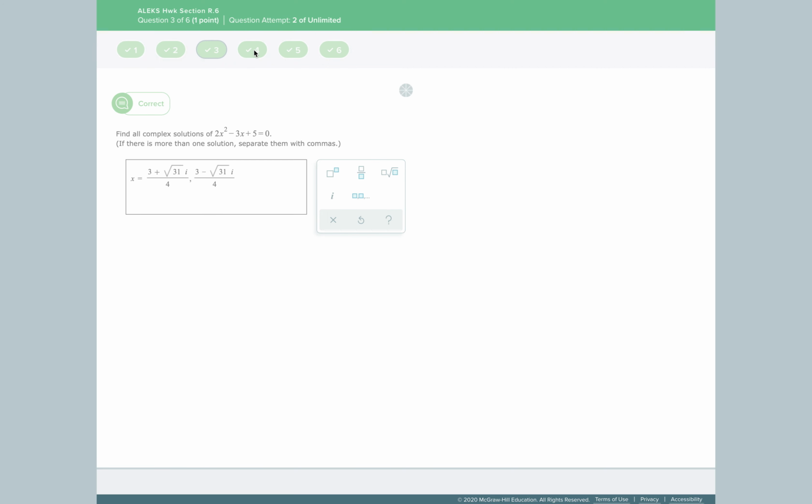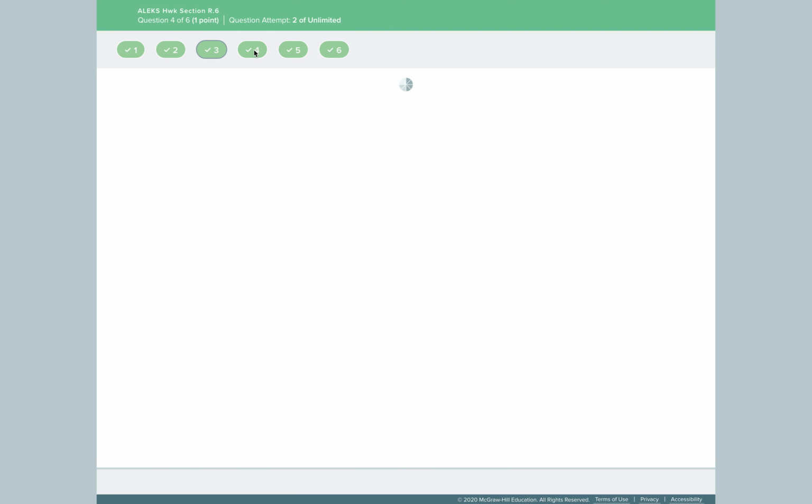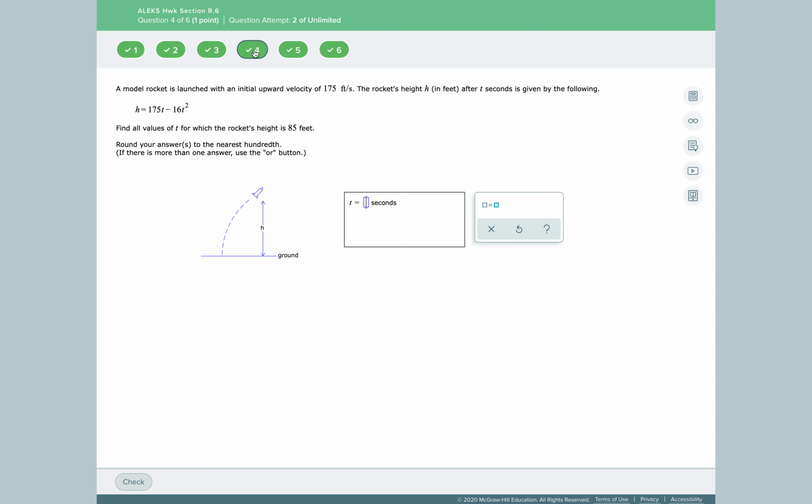Now for the next item. Okay, so we have an application problem. This states a model rocket is launched with an initial upward velocity of 175 feet per second. The rocket's height h in feet after t seconds is given by the following equation, h is equal to 175t minus 16t squared, and it says to find all values of t for which the rocket's height is going to be 85 feet. Round your answers to the nearest hundredth, or in this case to the nearest 2 decimal places.